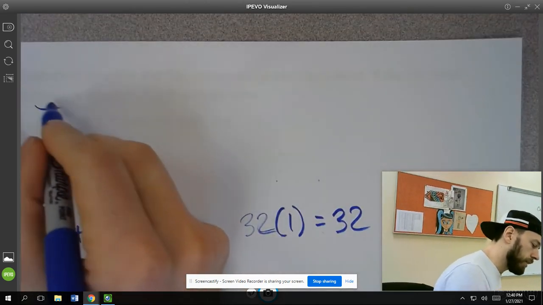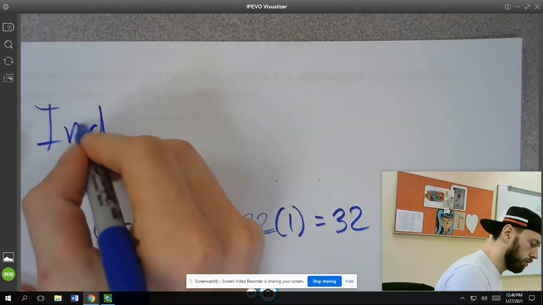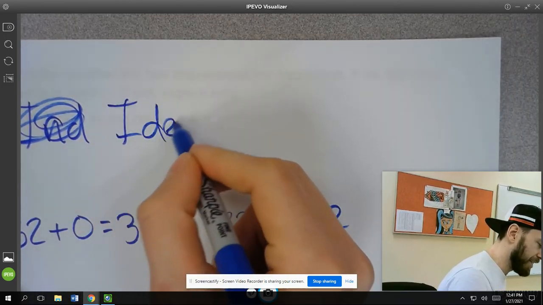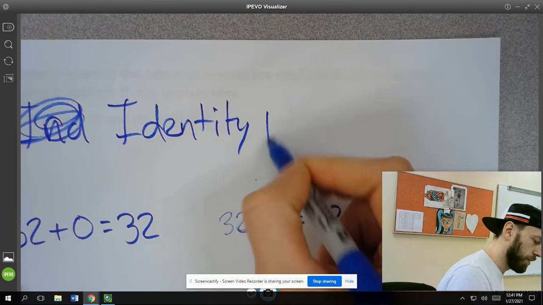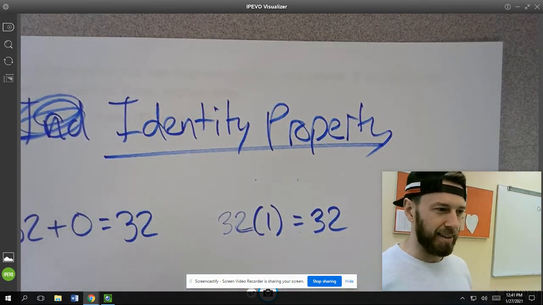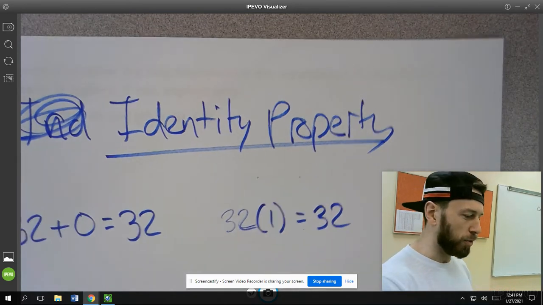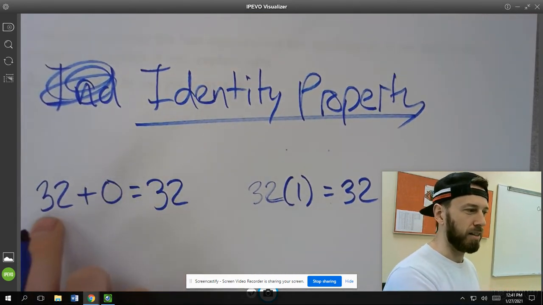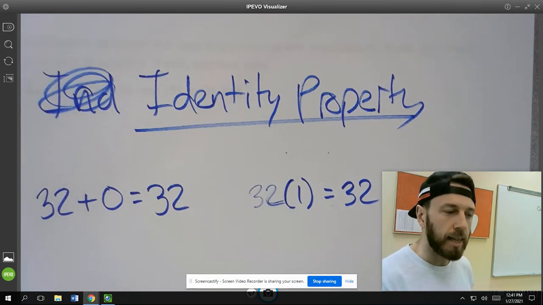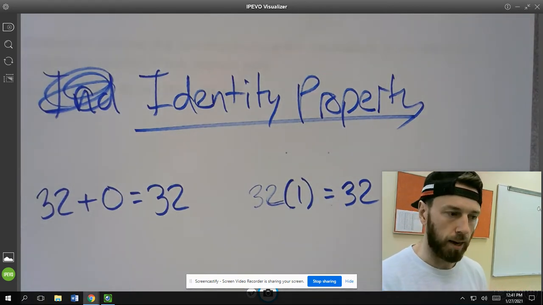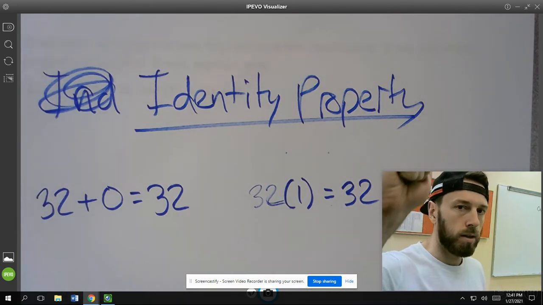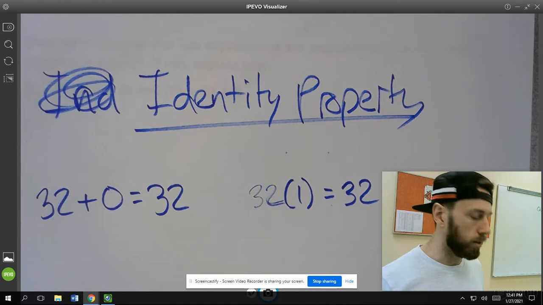And the property that says this, I'm just going to add a name to it. The identity property, right? Identity is who you are, right? So if you think about the identity property, we're thinking like 32 is a 32, and if you add 0 to it, it stays who it is, right? So the identity property just says something stays the same. And the only way those two things happen is adding a 0 or multiplying by 1. Remember, subtraction and division do not apply to these properties here.